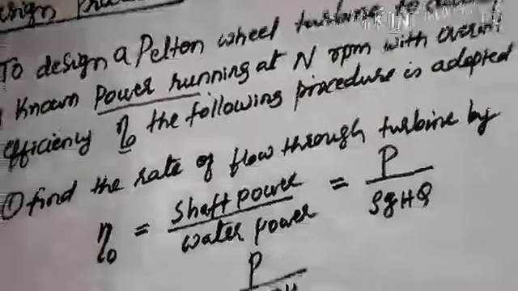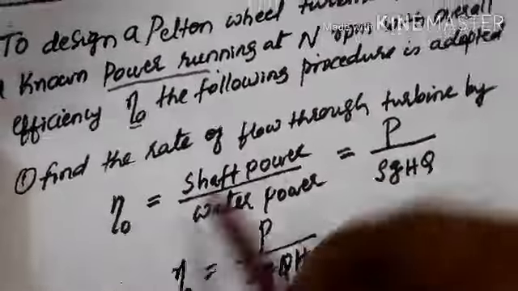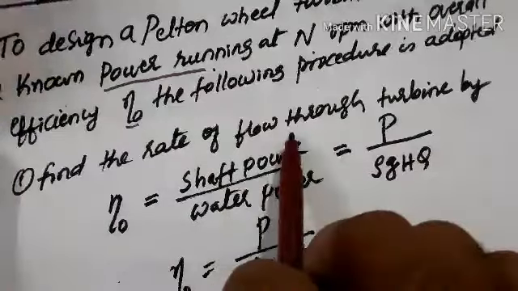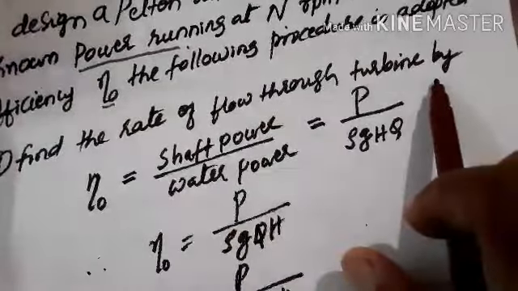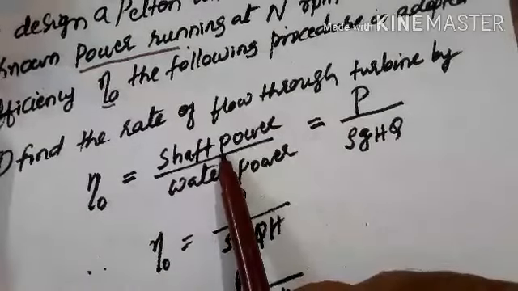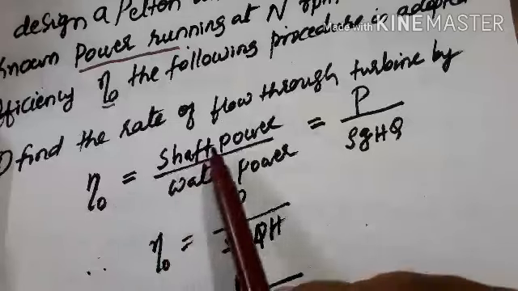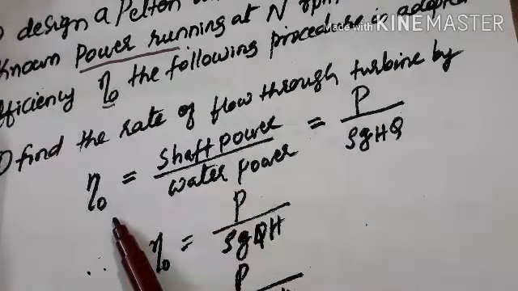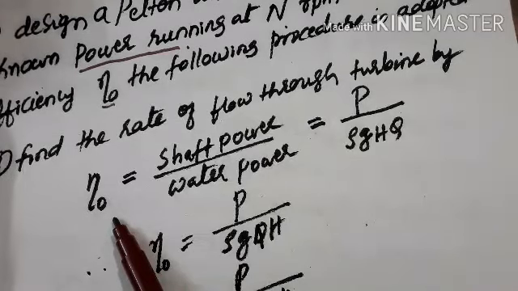So as we know the overall efficiency formula, that is the first step: we need to find the rate of flow through the turbine. Since the overall efficiency and the shaft power will be given, we can easily get how much discharge is passing through the turbine.